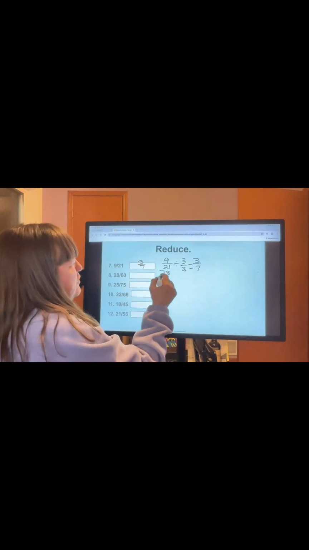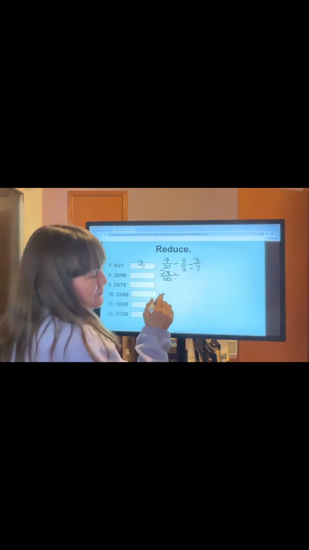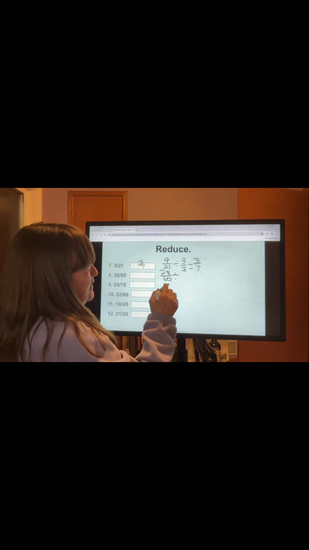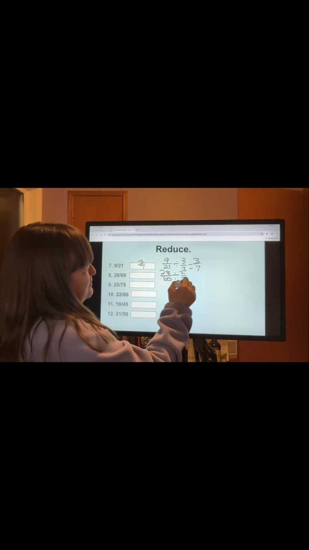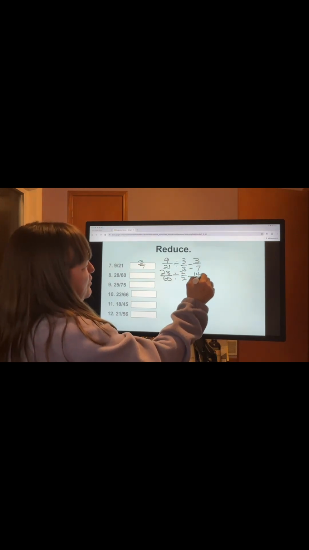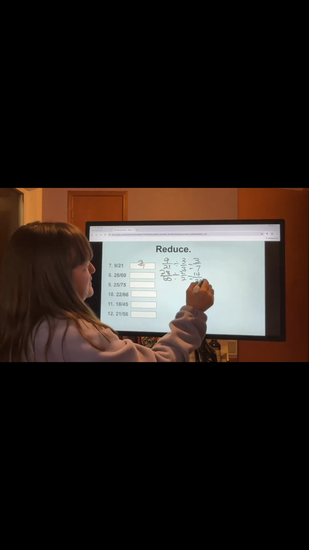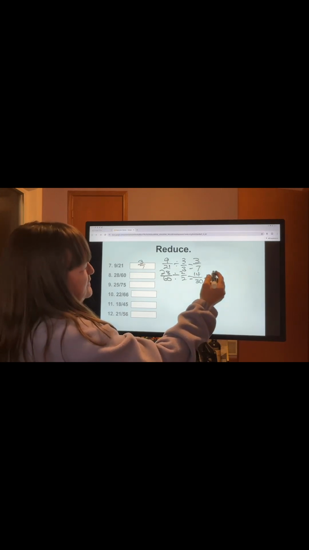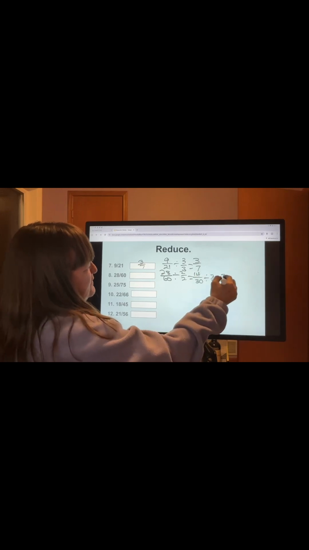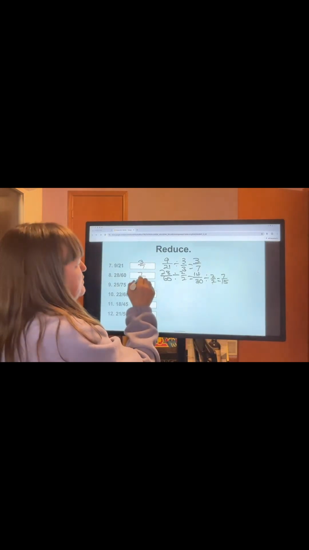How about 28 over 60? Okay, so I know if I double it, it's not going to equal 60. I know that 2 goes into both. Yeah, let's try 2. I don't see it. Sometimes you just don't see it, even if you're used to it. 2 goes into 28 14 times. And 2 goes into 60 30 times. They're still both even, so it must have been 4. Let's divide by 2. 2 goes into 14 7 times. 2 goes into 30 15 times. So your answer would be 7 over 15.